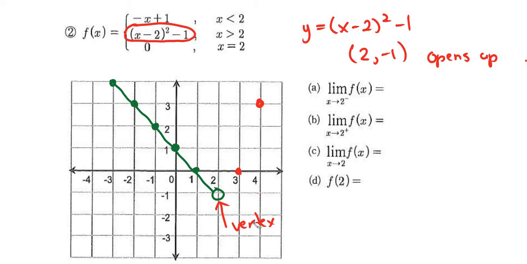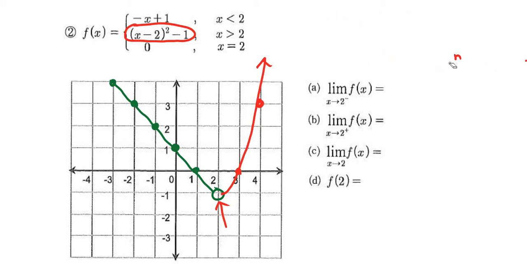And let me just erase that. And let's go ahead and connect the dots here and complete the parabola. So there's my parabola. So that's y equals (x minus 2) all squared minus 1. So I'm going to erase all that. And then finally, we need to graph 0 when x equals 2. So when x equals 2, there is a y height of 0. So there's just a dot right here. So that's this dot right here when x equals 2.